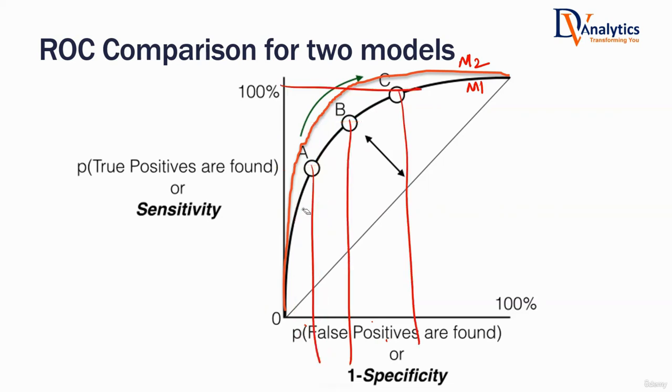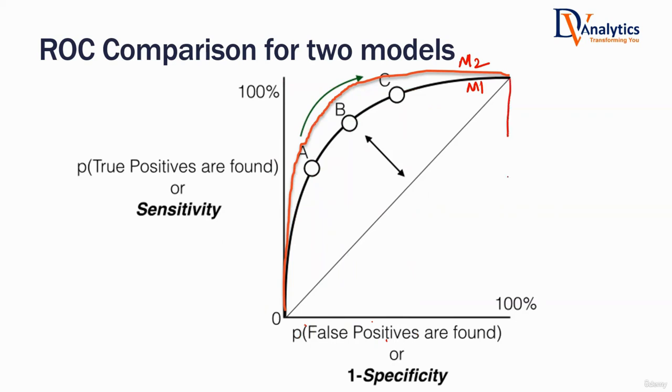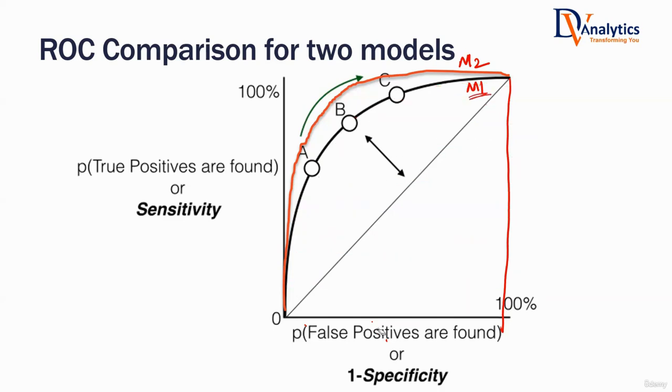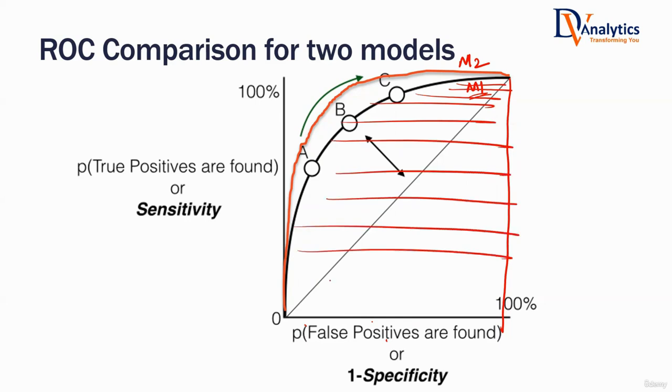Yes, sir. So if you look at the area under this curve, that has to be a higher value or a lower value for a good model? Lower value. Which one has a lower value, M1 or M2 in this case? Look at this area under this curve. M1 has, this is the area that is covered by M1. What is the area covered by M2? This is the one, isn't it?